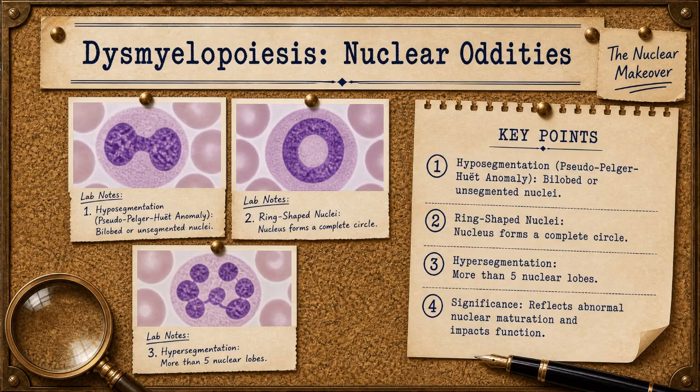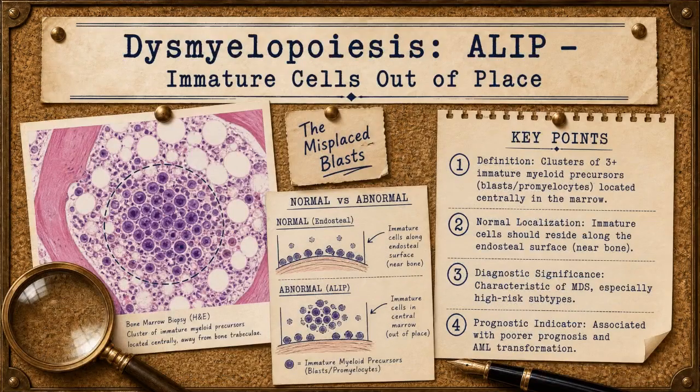Alright, histotechs, let's talk about a very specific and diagnostically important finding in the bone marrow that points to dysmyelopoiesis and MDS, abnormal localization of immature precursors, or ALIP. This is a feature you'll primarily assess on a bone marrow biopsy, and it's a powerful indicator of disease.